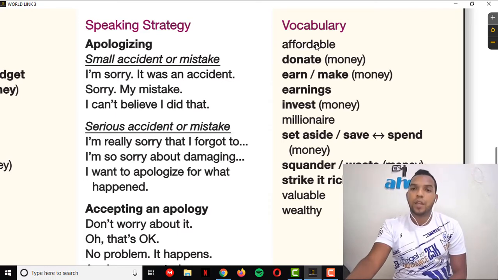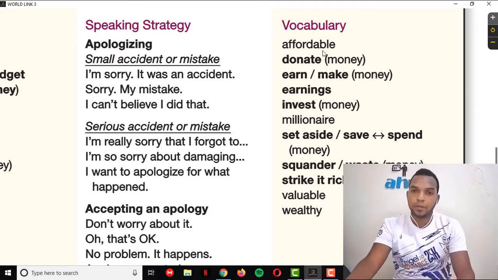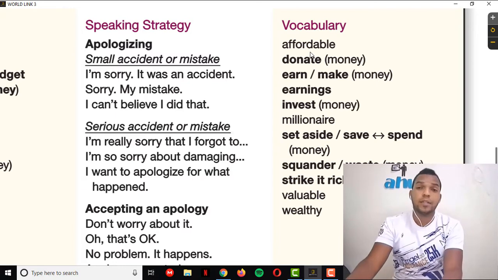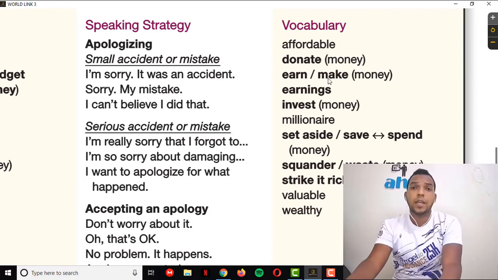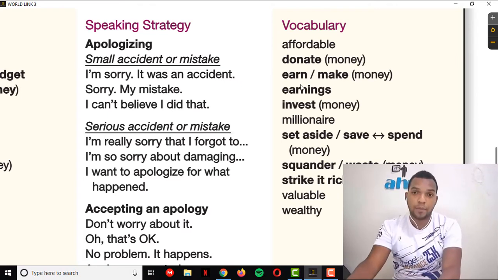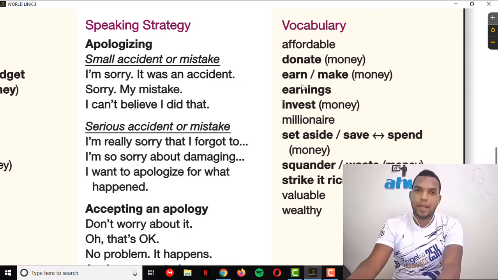So over here you're talking about the product. Okay, that product, that car, that cell phone is affordable. When it's affordable, remember, it is because it's something that you can afford, that you can buy with no problem, without having a loan or something like that, okay?